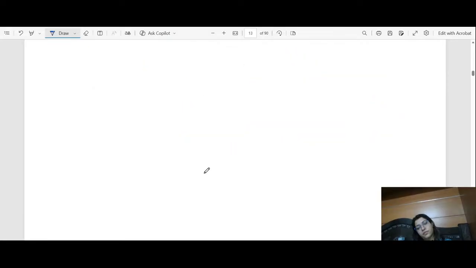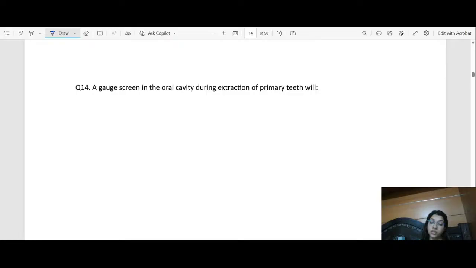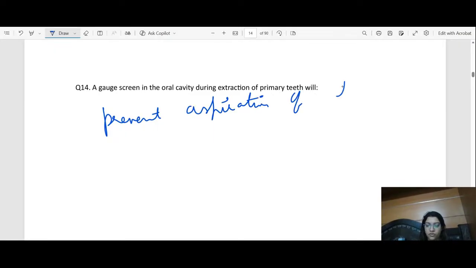Next question. A gauze screen in the oral cavity during the extraction of the primary teeth will: hide the extraction forceps, help in clotting after extraction, calm the patient during extraction, or help prevent the aspiration of the tooth. So the answer is option 4, prevent aspiration of tooth.